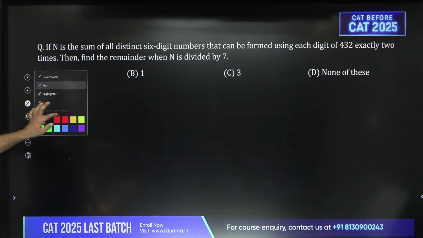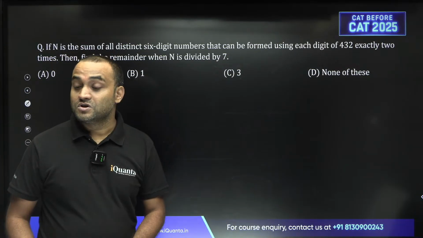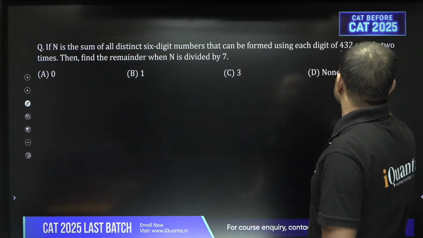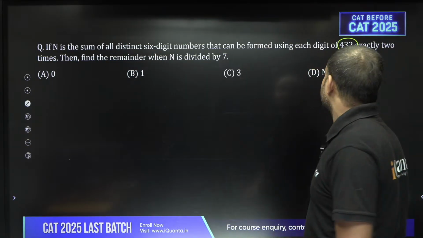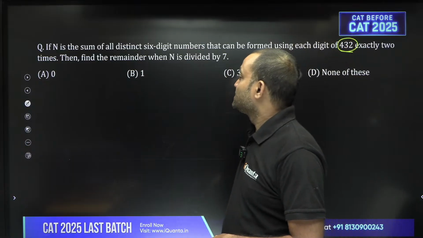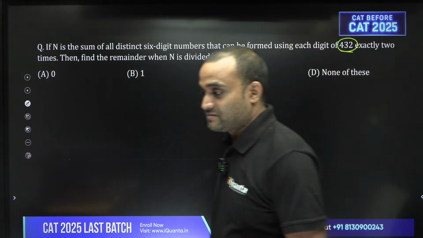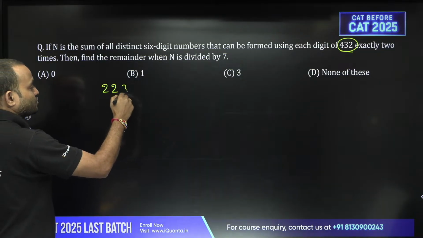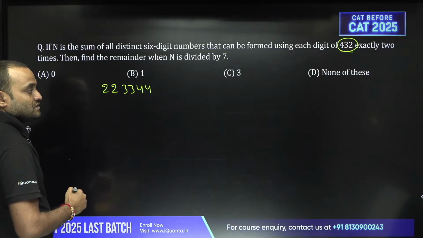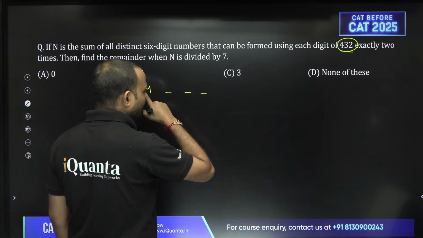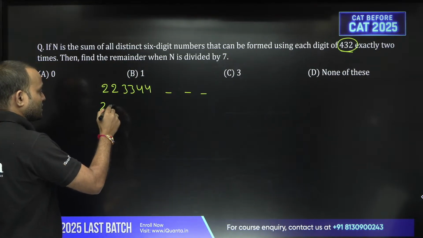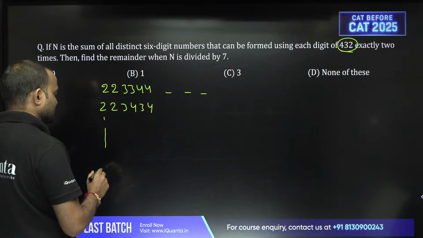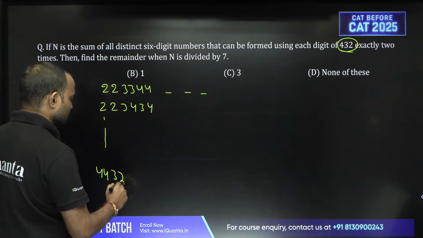So in this question, if n is the sum of all distinct 6 digit numbers that can be formed using each digit of 432 exactly 2 times, then find the remainder when n is divided by 7. So the smallest such number will be 2, 2, 3, 3, 4, 4. And then the largest such number will be, we can also write 2, 2, 3, 4, 3, 4, and so on it will go, up to 4, 4, 3, 3, 2, 2.